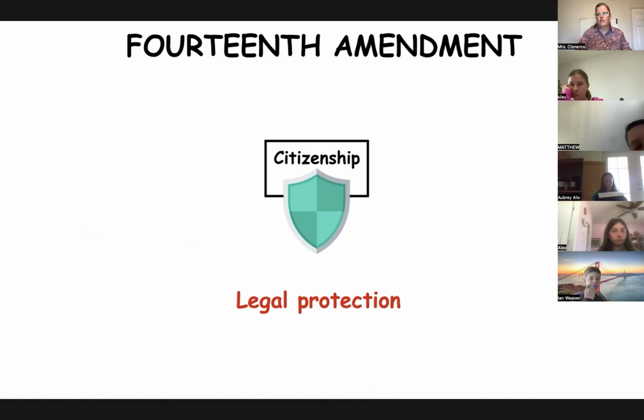16th Amendment authorizes the federal government to collect income taxes without apportioning it among the states based on population, enabling a key source of revenue for the government and supporting the funding of public services and infrastructure.